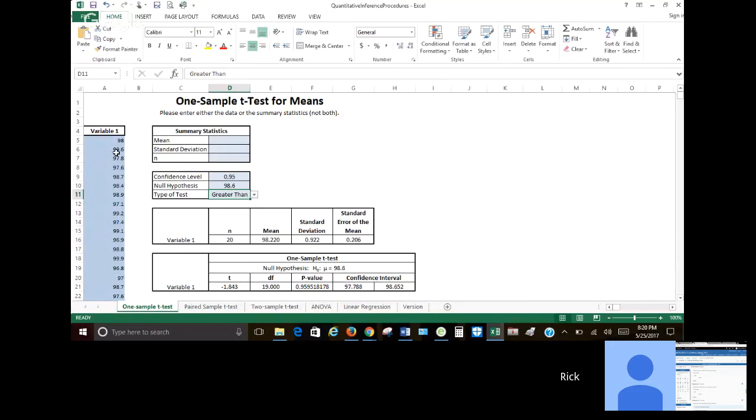All right. So here's the template. Here's all the 20 variables. Here's where we got our mean and standard deviation. So I had to put the null hypothesis up here, 98.6. Okay. Correct, Michael? Yes. And then that gives us the p-value, regardless of what our confidence level is.